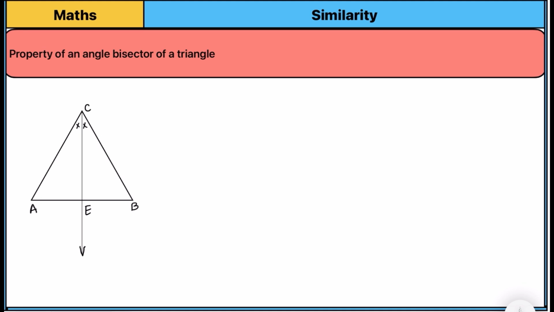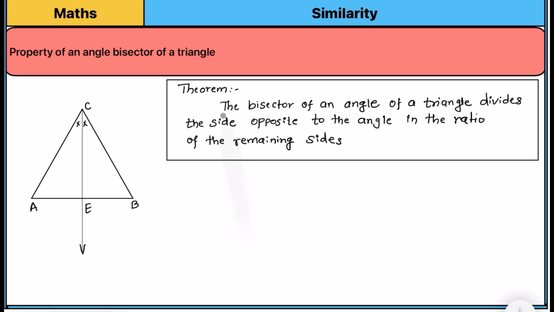So what is the theorem associated with angle bisector? Let's have a look at that theorem. It says the bisector of an angle of a triangle divides the side opposite to the angle in the ratio of remaining sides. Let's simplify this. The bisector of an angle. We have a bisector of an angle C of a triangle ABC, divides the side opposite to the angle.